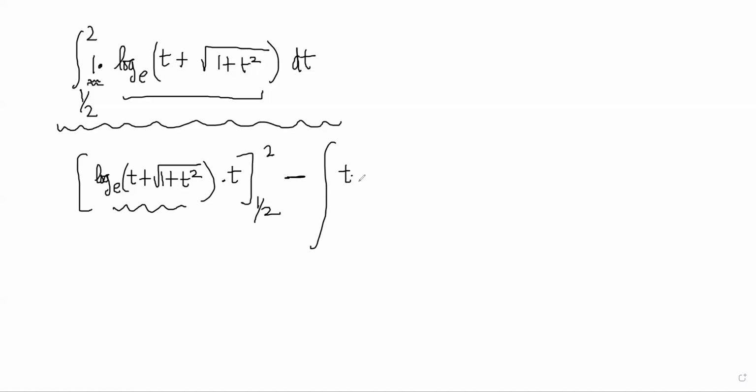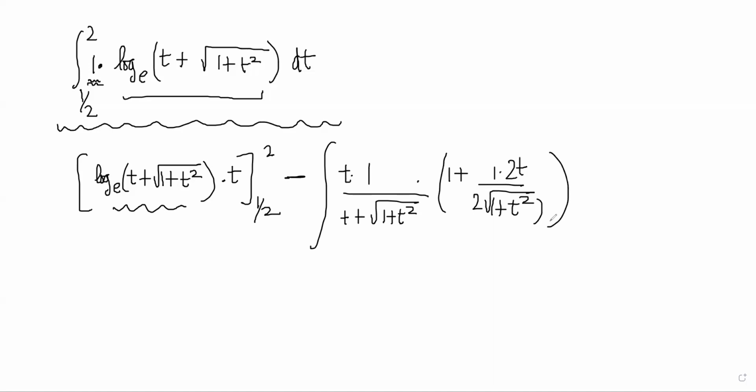Yes. The derivative of this would be 1 by t plus root over 1 plus t square, and then you have to do by chain rule the inside part, which will be 1 plus 1 by 2 root over 1 plus t square times 2t, right? Yes, sir. And dt, and this is also from half to 2. And notice that 2 gets cancelled and this goes on numerator, it gets cancelled with this, and you are left with t by root over 1 plus t square here. Yeah, and that is easily integrable.